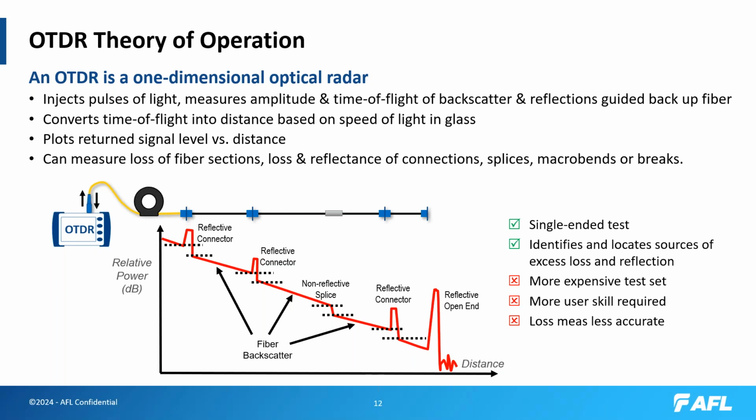So key advantages here, again, it's a single-ended test. It identifies and locates the sources of excess loss and reflections, but it is a more expensive test set, requires more user skill, and the loss measurements are slightly less accurate. And that's because it's determining loss based on backscatter rather than the light that's actually injected in one end and measured coming out of the other end.